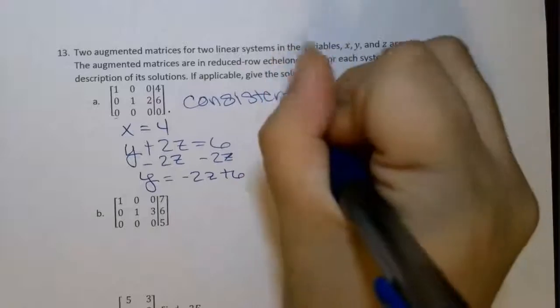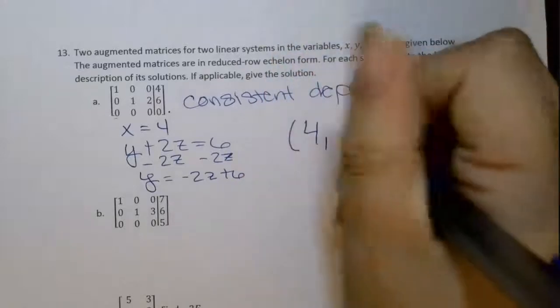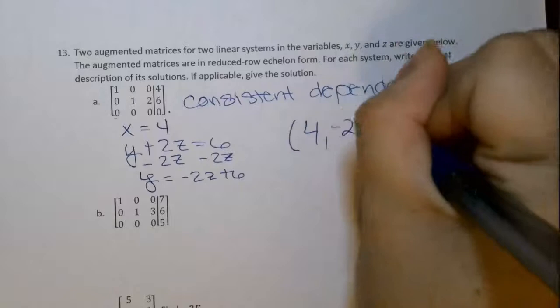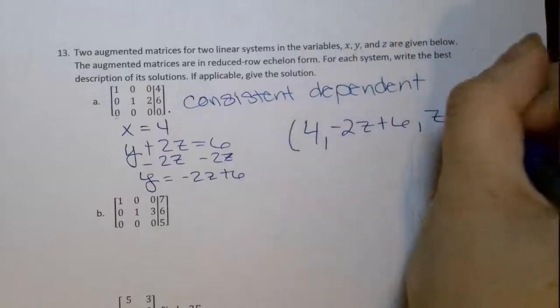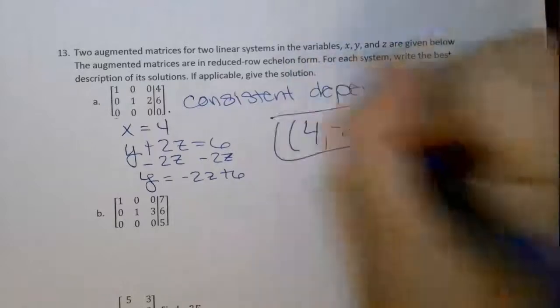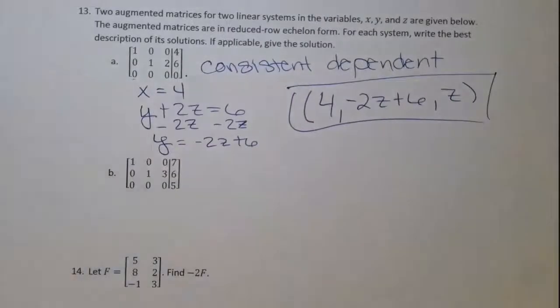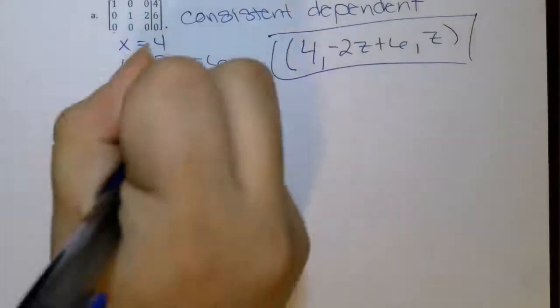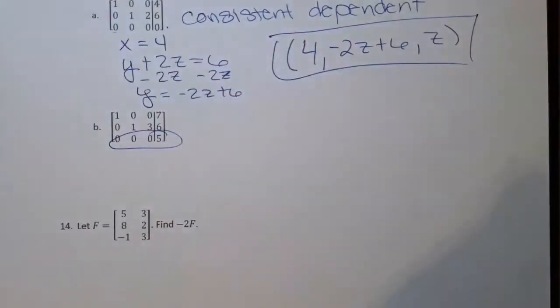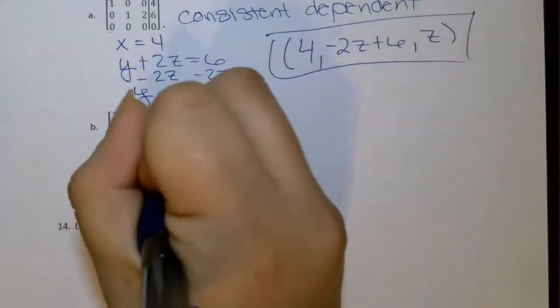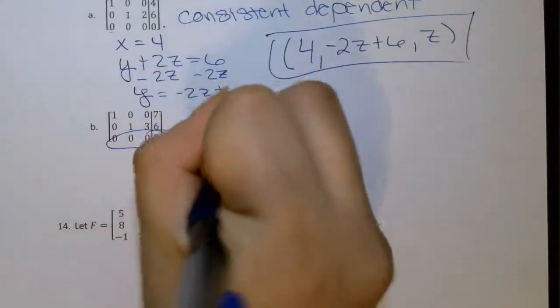So when I go to write my coordinate point, I have 4, and then I'm going to have negative 2z plus 6, comma, z, because z is the unknown variable. If I take a look at b, I have 0 on one side and 5 on the other. This one is inconsistent.